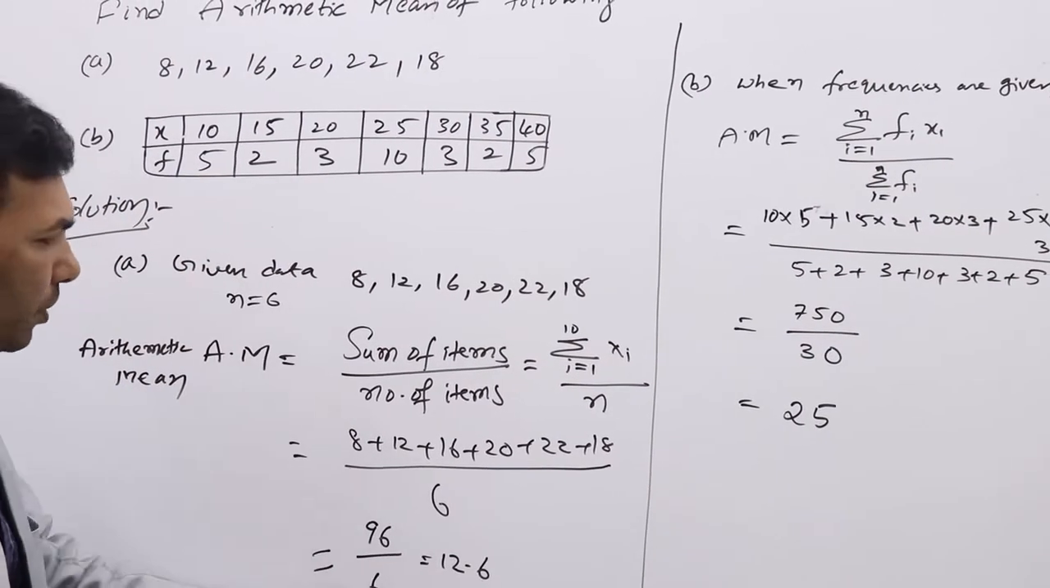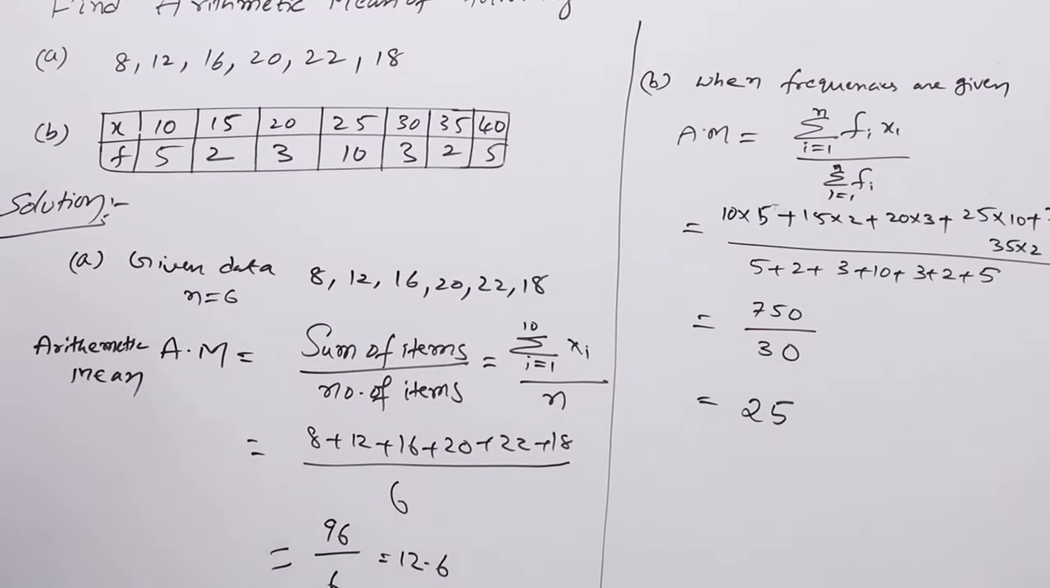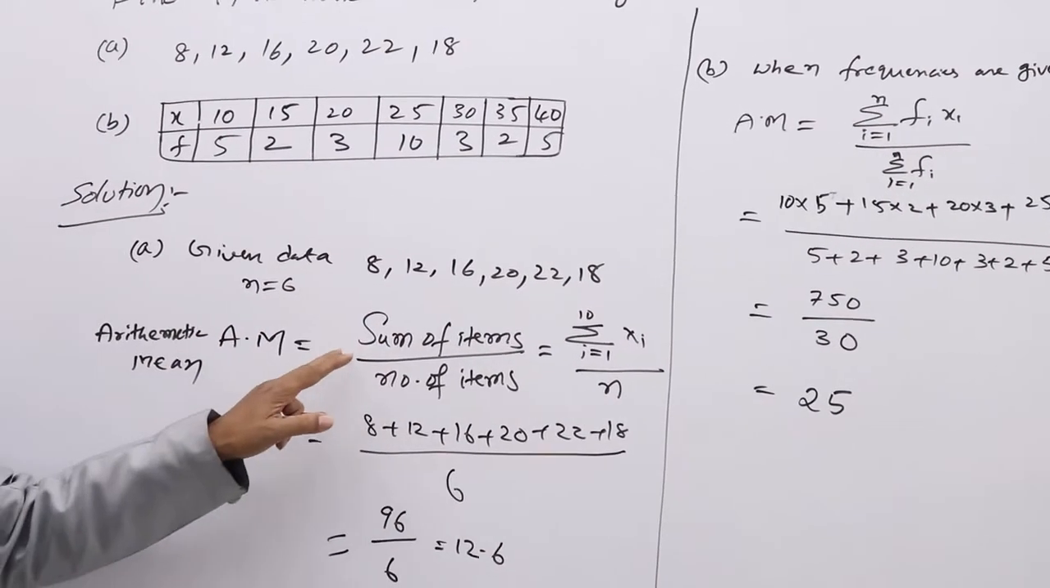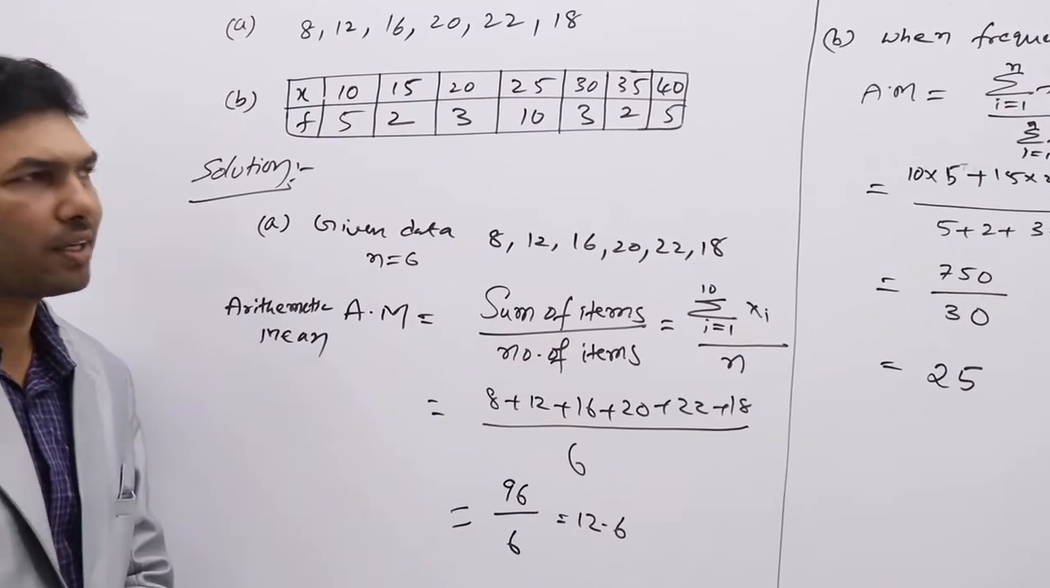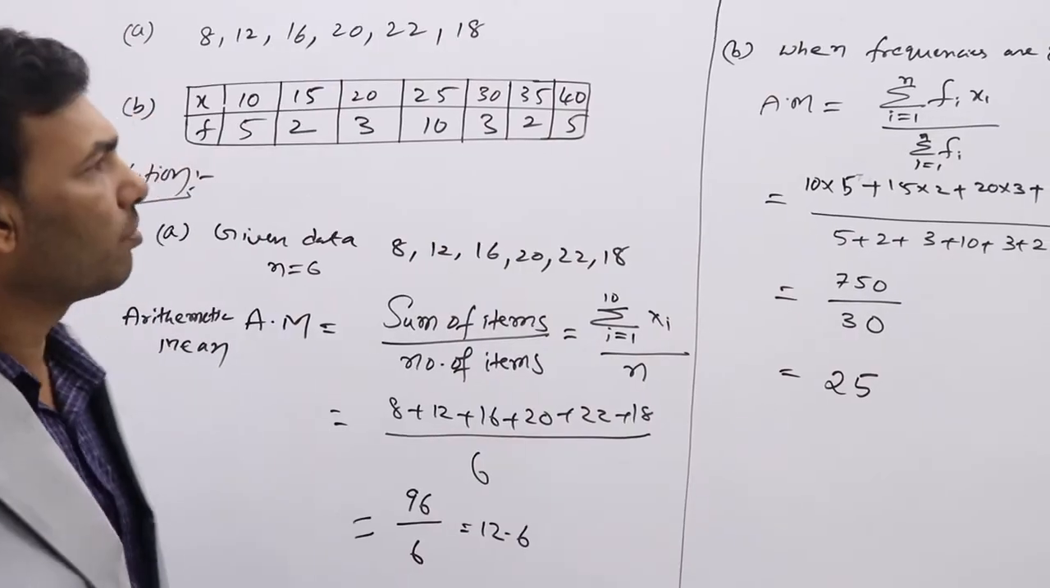For the first bit it was 16. Any doubts you may ask. Very simple one. When a series of data is given, it is sum of items by number of items. When frequencies are given like this, we calculate the arithmetic mean like this.